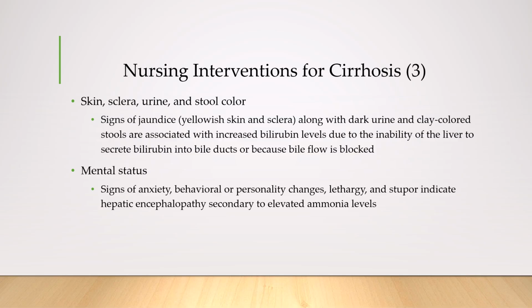We are going to monitor the skin, the sclera, urine, and stool color. Signs of jaundice, along with dark urine and clay-colored stools, are associated with increased bilirubin levels due to the inability of the liver to secrete bilirubin into the bile ducts or because bile flow is blocked. And we are going to monitor their mental status. Signs of anxiety, behavioral or personality changes, lethargy, and stupor will indicate hepatic encephalopathy secondary to the elevated ammonia level.